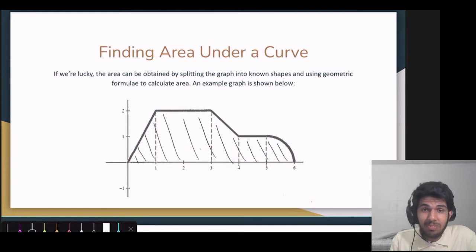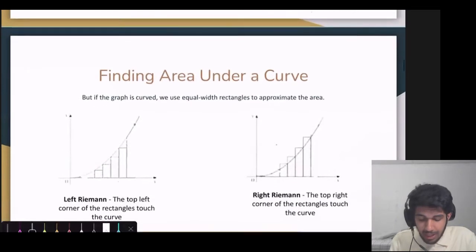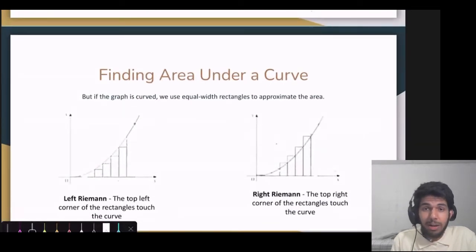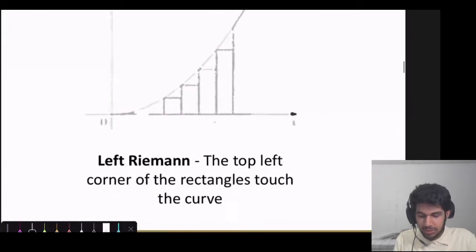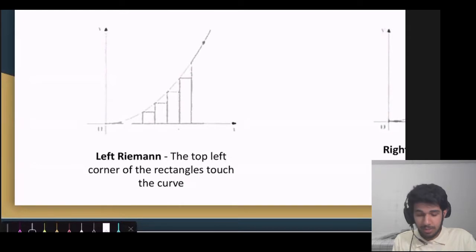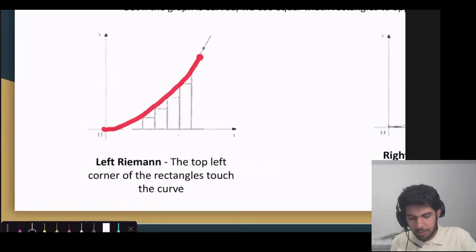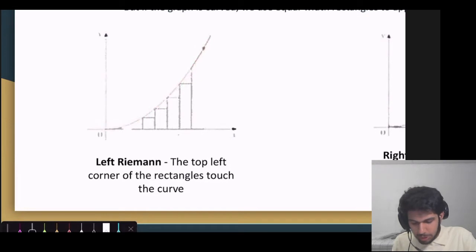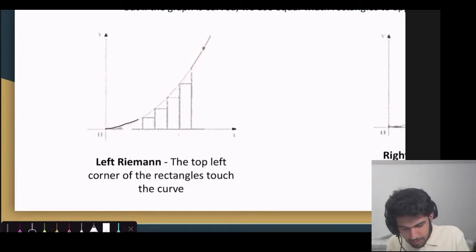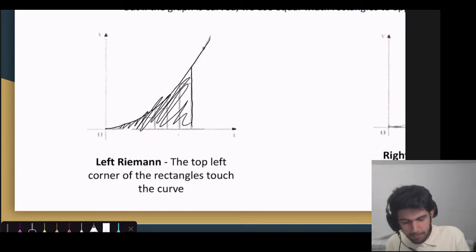But as you know, not all functions look like this, and we're not as lucky. So how do we do it? When the graph is curved, we're going to use equal width rectangles to approximate the area. And this is what we call a Riemann sum. So let's take a look here. We have this graph. This is our function. It's like a parabola. And we're trying to find the area underneath this curve here. I'll try to draw it a little bit better. And we want this total area underneath here.